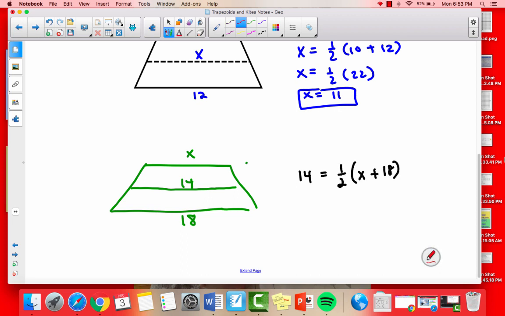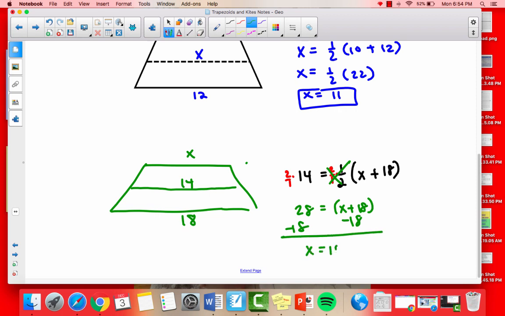And then it's just a matter of solving. So to get rid of the 1/2, we multiply both sides by 2/1. So I'm going to do that. That cancels here, so these go away. And I get 28 equals x plus 18. And then all I have to do is subtract 18 to the other side, and I get that my top base was 10 units. We're done. So same formula, just where you plug the numbers in. Just depends on what information you're given.